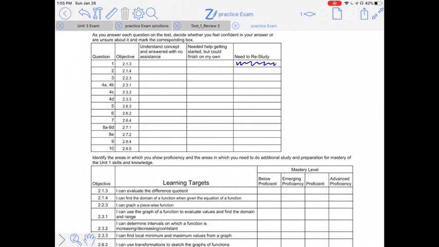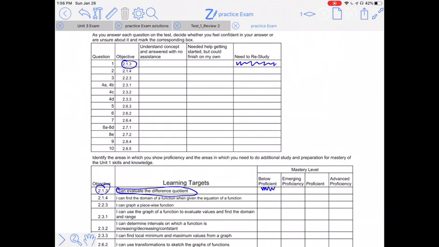Well, question 1 is tied to this objective here, learning target 2.1.3, meaning chapter 2, section 1, learning target 3, which was I can evaluate the difference quotient. Okay, well, maybe I'm below proficient, but you can go back to your unit tracker, figure out what some of the homework questions were that matched that learning target, and see if you finished that learning target. If you did the homework, you can also look at the unit review. There were some questions relating to this learning target.